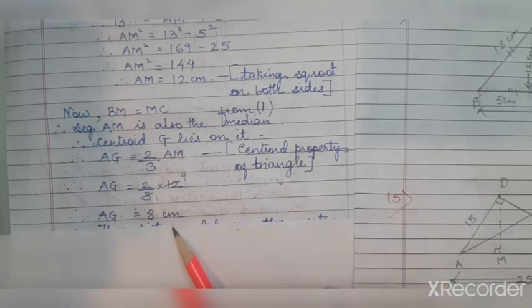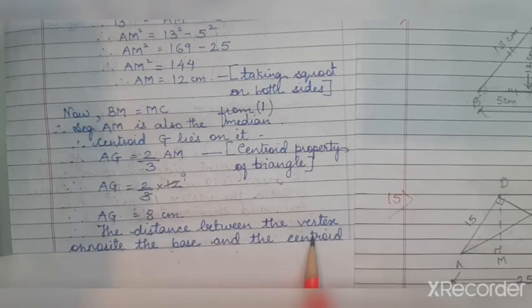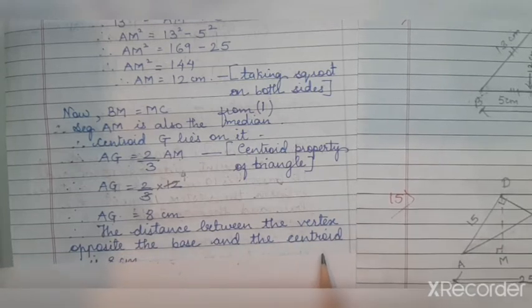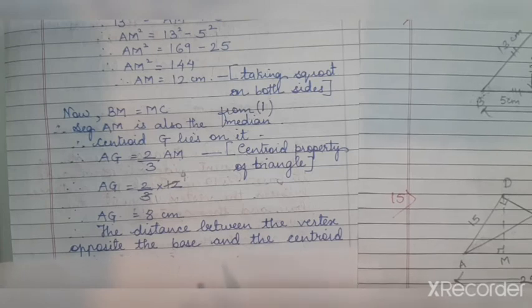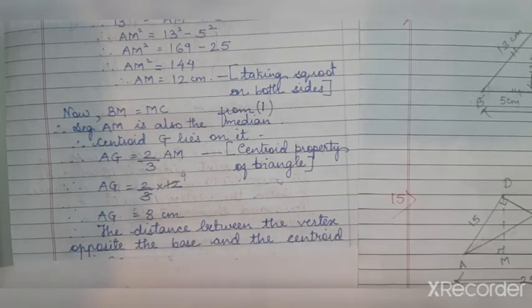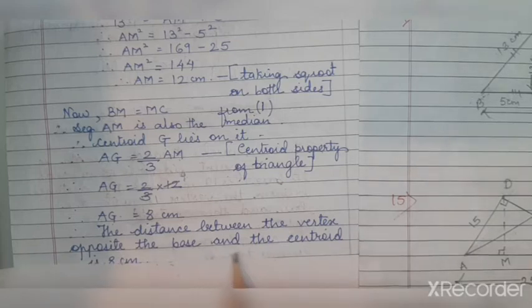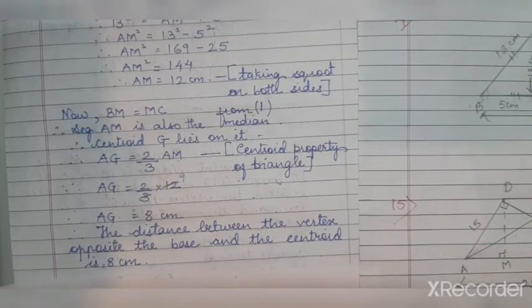But if you go back to the question, they have not asked us what AG is. They have asked us the distance between the vertex opposite to the base and the centroid. That distance we want, and therefore you have to conclude the answer with this statement: therefore the distance between the vertex opposite to the base and the centroid is 8 centimeter.